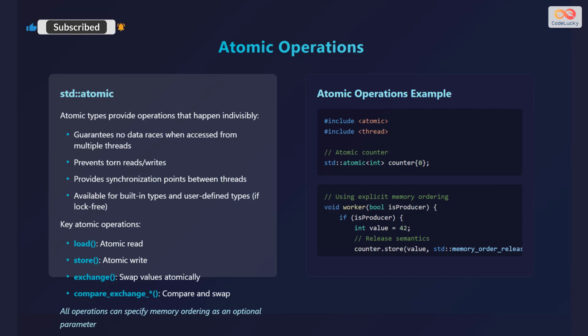The first example uses the increment operator, which is an atomic increment. The second example uses explicit memory ordering. We start with the include statements, including the atomic and thread libraries. An atomic integer variable called counter is initialized to 0. The increment function takes an integer n as input. It increments the counter n times using the increment operator.